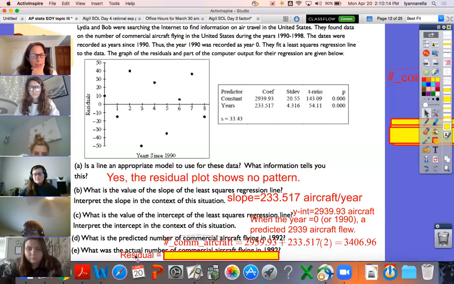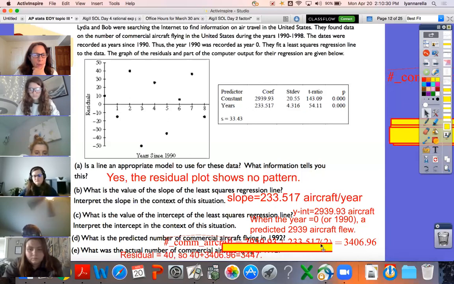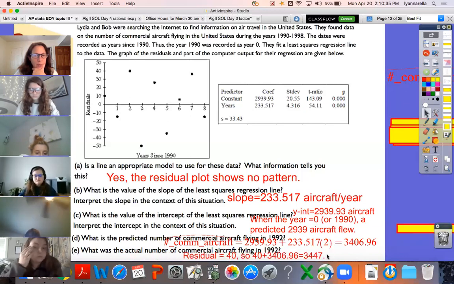And then you find its residual by saying, okay, so in 1992, let's see, if this is 1990, 91, 92, it looks like this is about 40 more than what we predicted. So you would take what we predicted, 3406.96, and add 40 to it. And that would actually tell you what the actual value was flying in that year. So it had a residual that was positive, so it was actually more than what the prediction was. If the residual were down here, we would subtract it from that number.